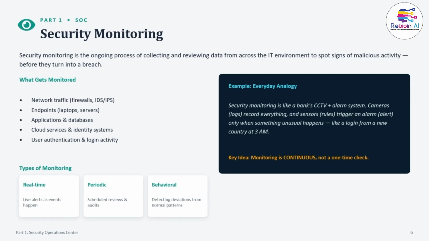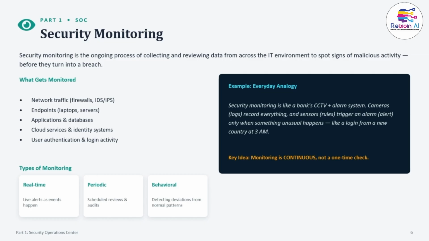What actually gets monitored? First, network traffic through firewalls and intrusion detection prevention systems, that is IDS or IPS. Second, endpoints, laptops, desktops, servers. Third, applications and databases. Fourth, cloud services and identity systems. Fifth, user authentication and login activity.